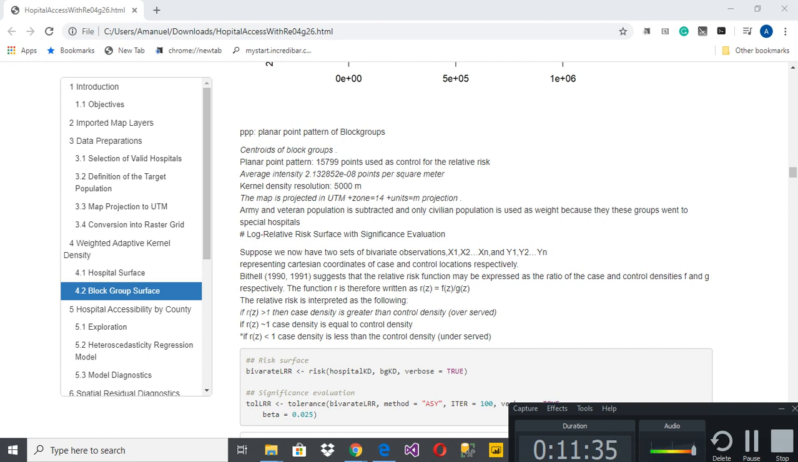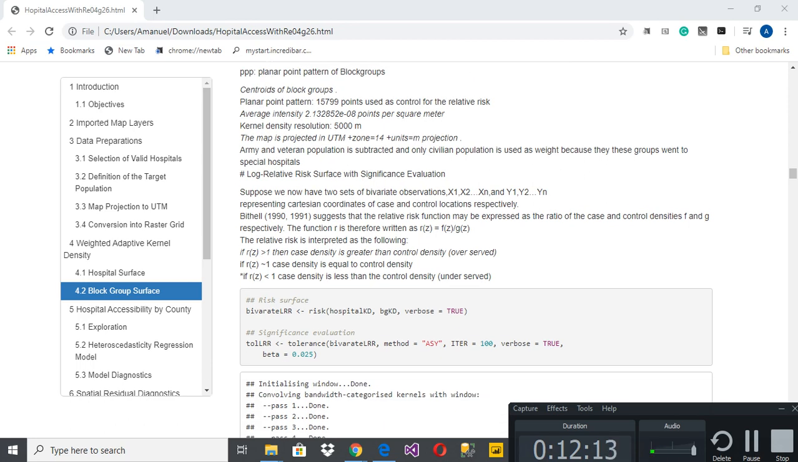When we come to the log relative risk surface, suppose we have two sets of bivariate observations, x1, x2 up to xn, and y1, y2 up to yn, representing Cartesian coordinates of case and control locations. And we can have a risk function, which is case over control. That means r of z equals f of z divided by g of z.